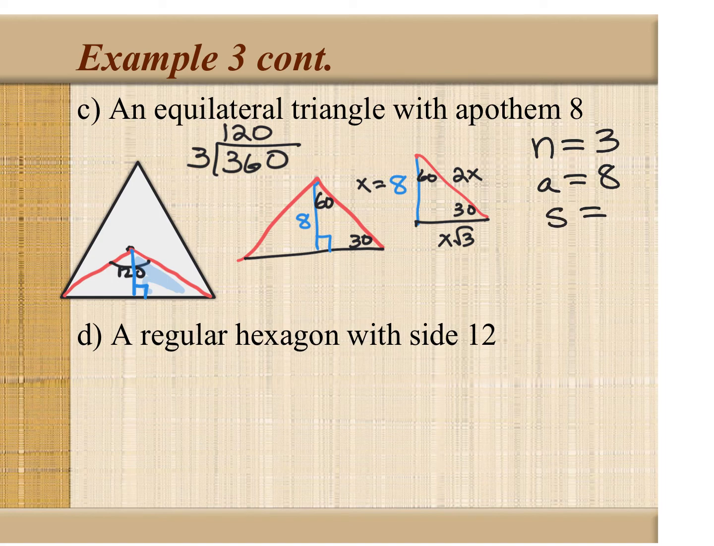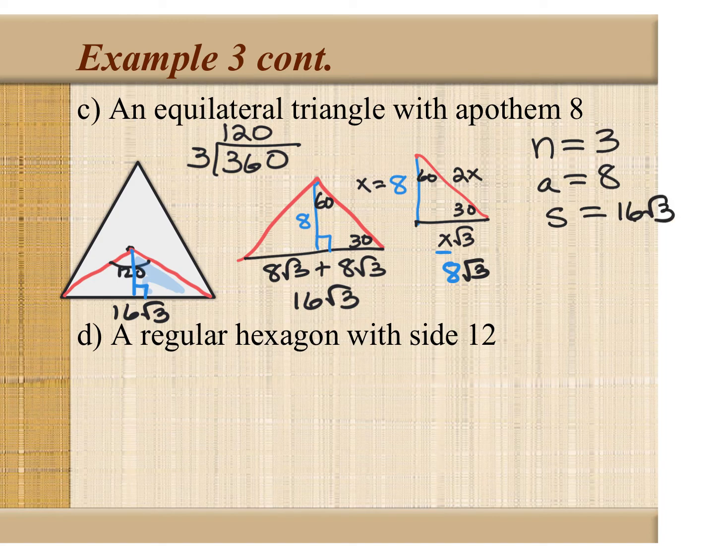So now that I have the apothem, all I'm going to do is take that 8, put it right here. And this side, or half of the side of the triangle, is 8 square root 3. So remember, I've just found this side, and now this side. And again, either add it or double it. So once you add 8 square root 3 plus 8 square root 3, the entire side of the triangle is actually 16 square root 3.